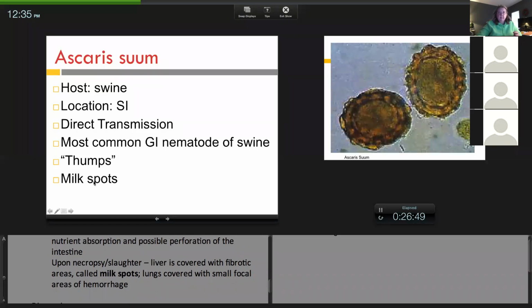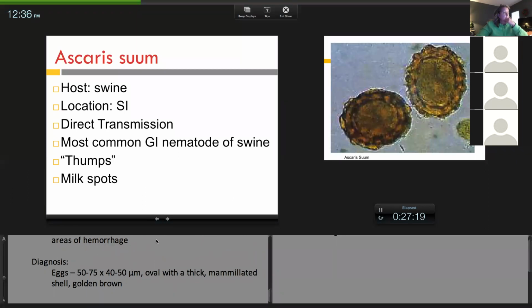Milk spots are something that can be seen, but this would be on necropsy, or after they've been slaughtered, if it's seen on the liver as fibrotic areas. Fibrosis is like scar tissue, and the liver is normally a dark maroon and very smooth. So if it has these areas, due to the migration and the cycle, it can have scarring.